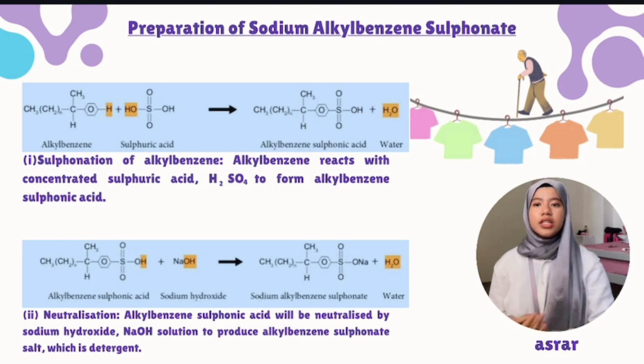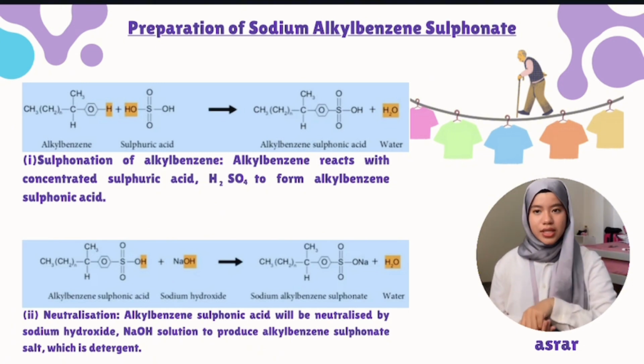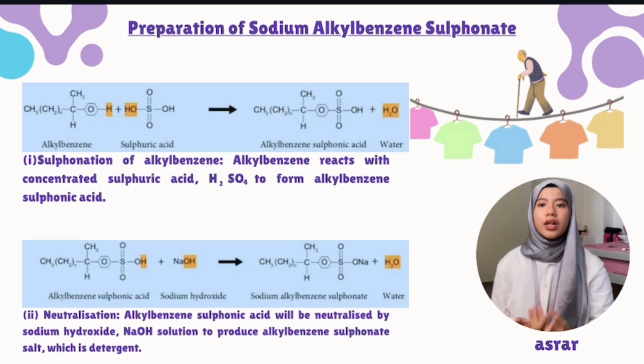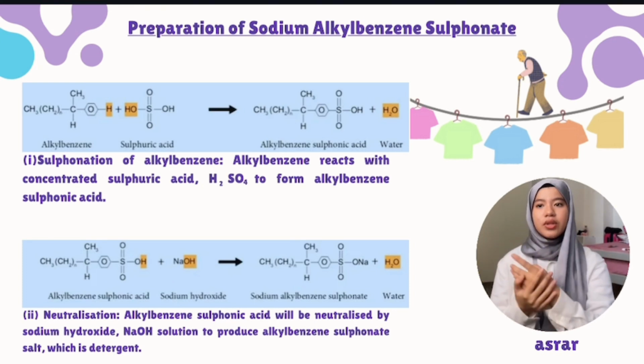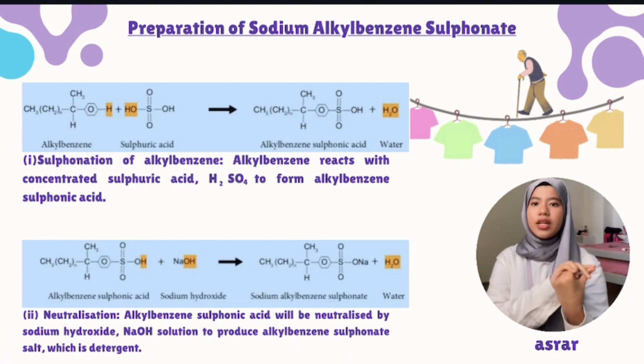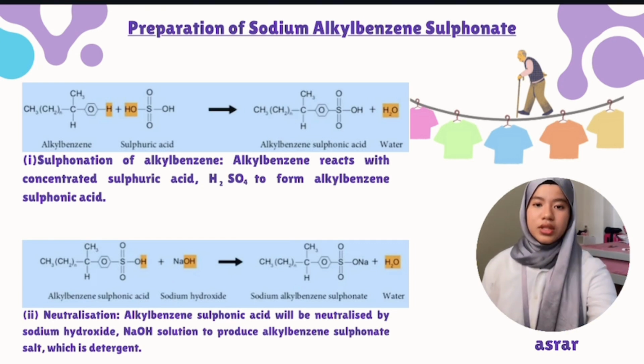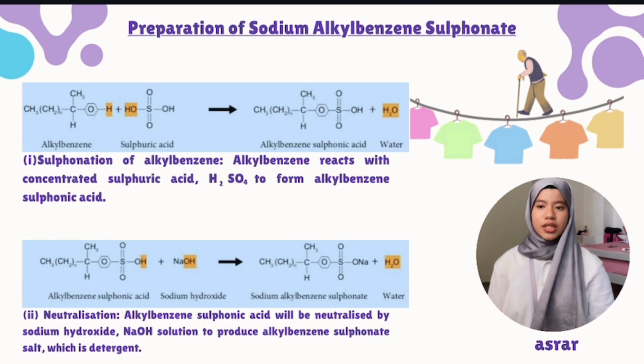Okay, sulfonation of alkylbenzene: alkylbenzene reacts with concentrated sulfuric acid, H2SO4, to form alkylbenzene sulfonic acid. In this picture, we can see alkylbenzene plus sulfuric acid will produce alkylbenzene sulfonic acid plus H2O, which is water.